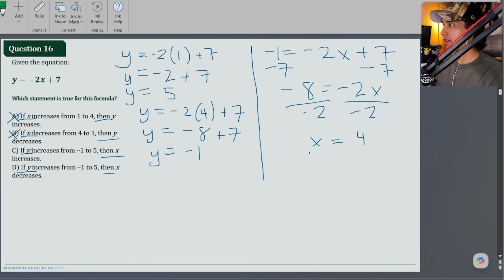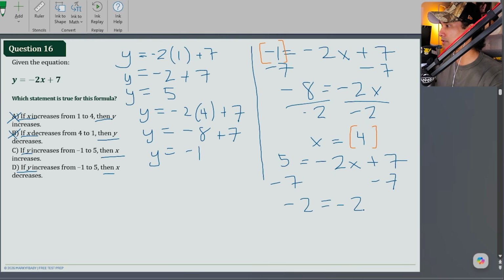I'm going to bracket this a different color, just so we can keep an eye on what we're looking at. Don't touch your face. I think I already touched my face, but I'm not going to touch it again. 5 is equal to negative 2x plus 7. Minus 7, I get negative 2 equals negative 2x. Divide by negative 2, I get x equaling 1. And I am going to bracket this and then bracket this.